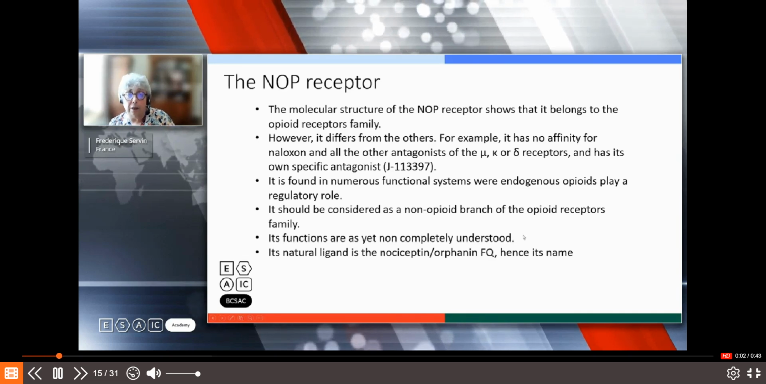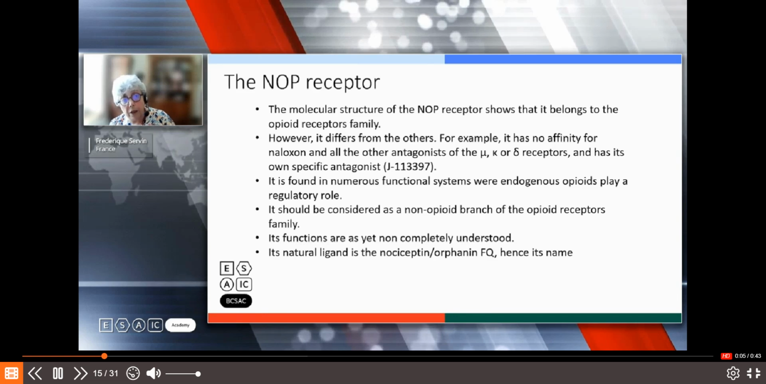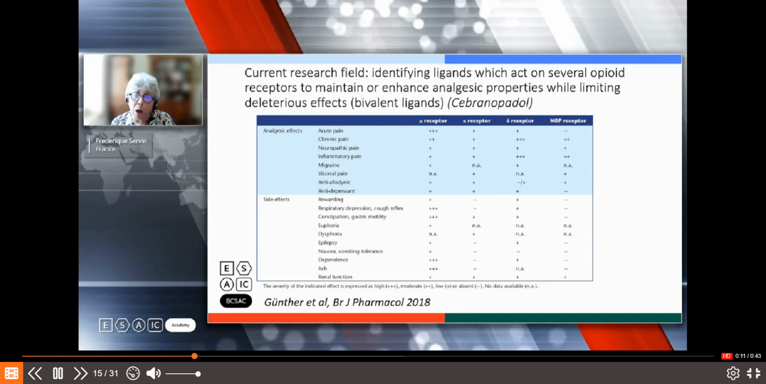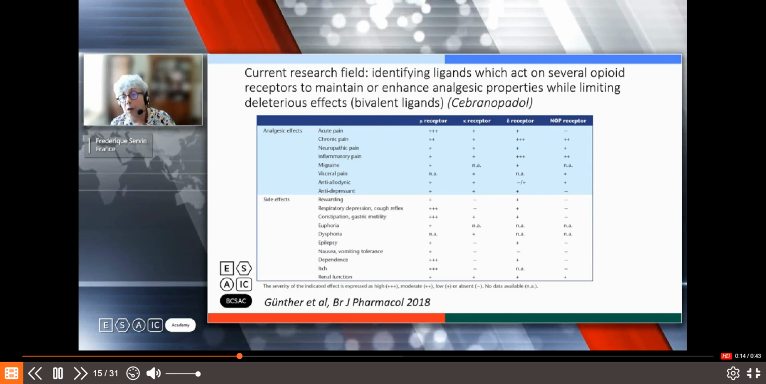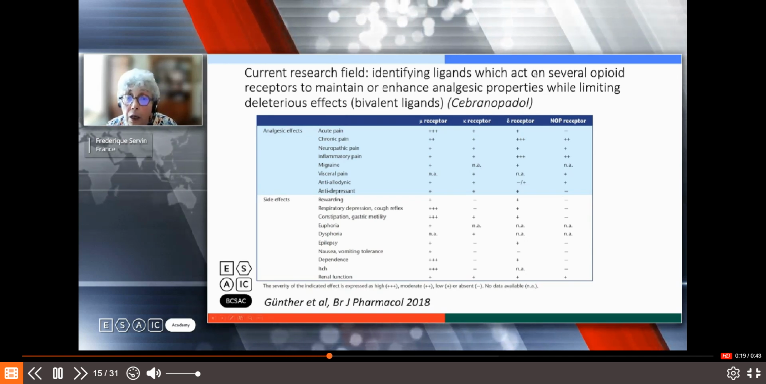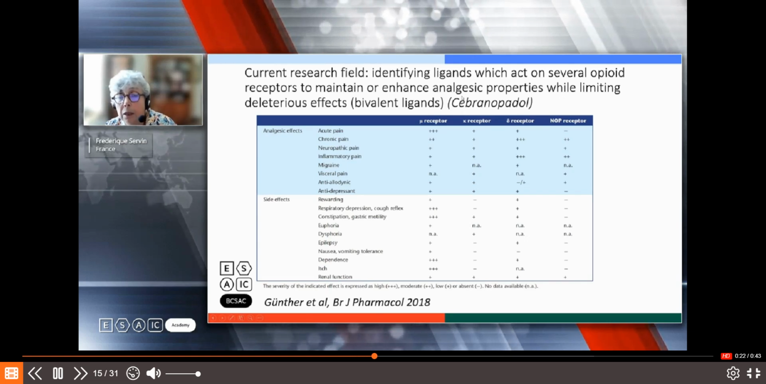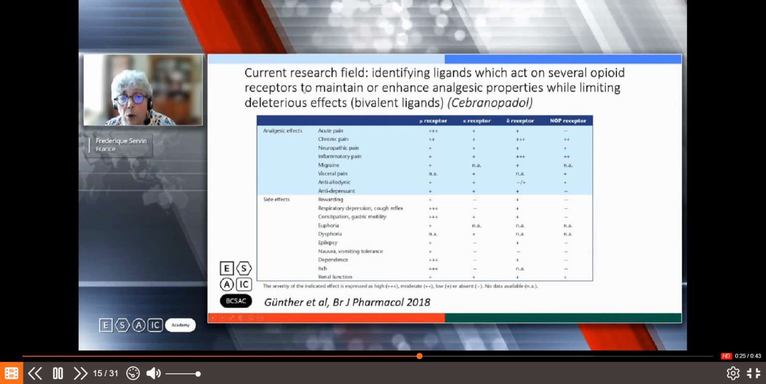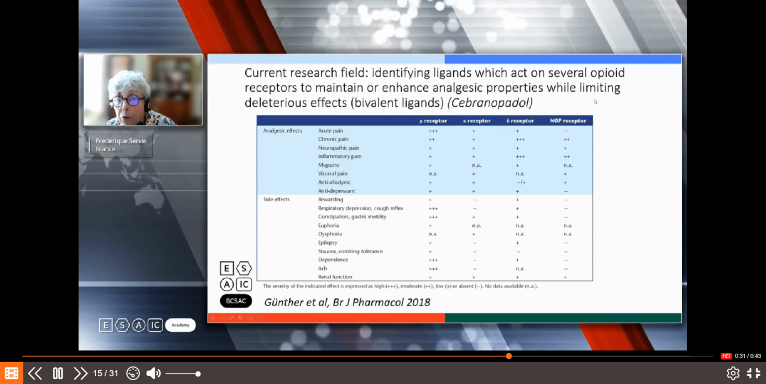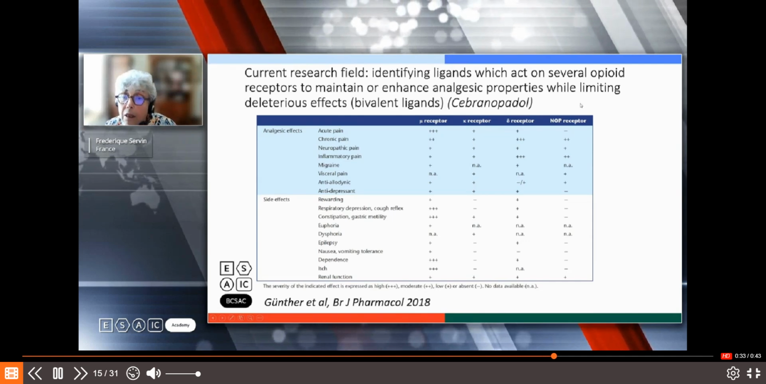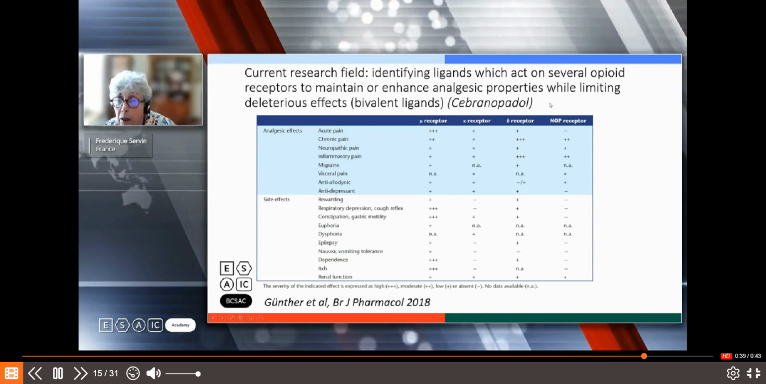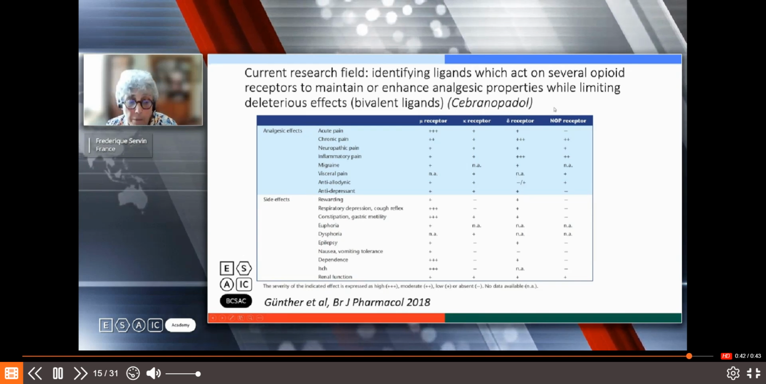but its interest in pharmacology of anesthesia is that currently a very important research field is to identify ligands that act on several opioid receptors, the idea being to maintain or enhance the analgesia and limit the deleterious effects. Those are called bivalent ligands, and one of those is currently at the end of its phase 3 studies, so close to being marketed, and is called cebranopadol.